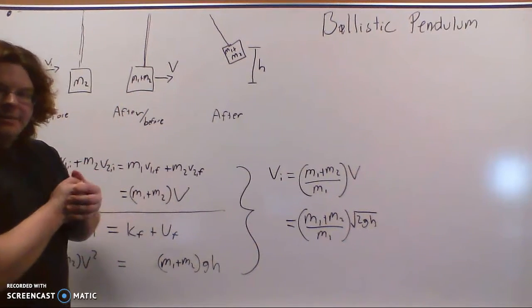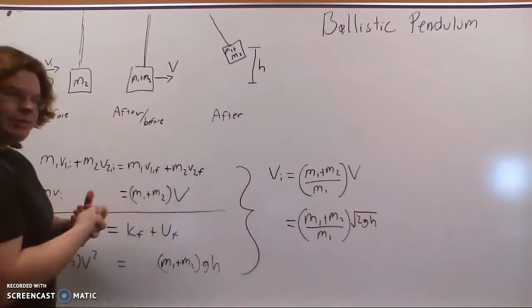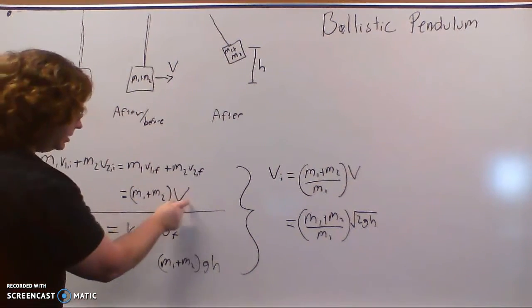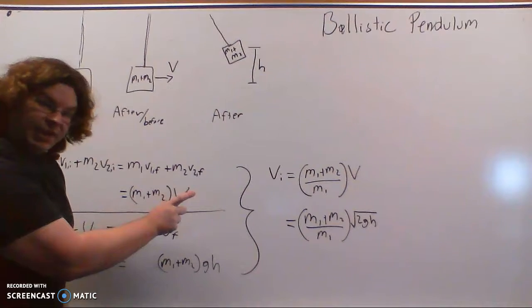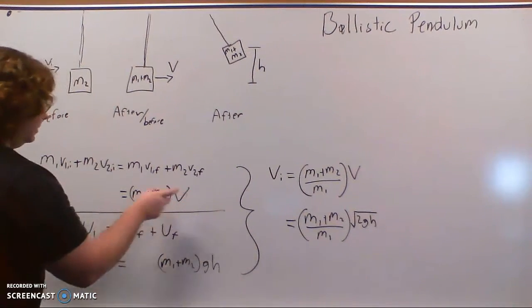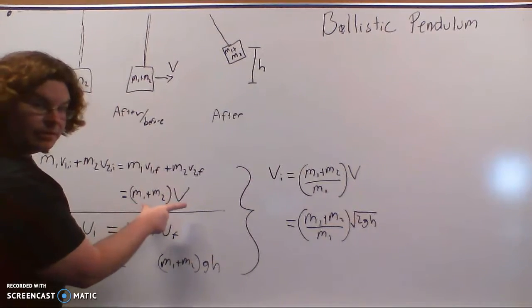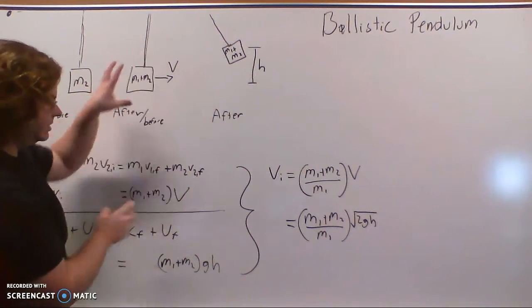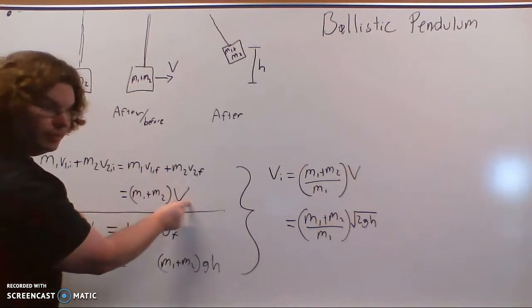After they've impacted and are in the process of beginning to move forward, well, they're stuck together. So that means they share a common final velocity. So I'm going to replace that common final velocity with just a large v. So the bullet flies in with some velocity, and then after the collision, the two objects together are trying to begin to swing away with some new velocity.